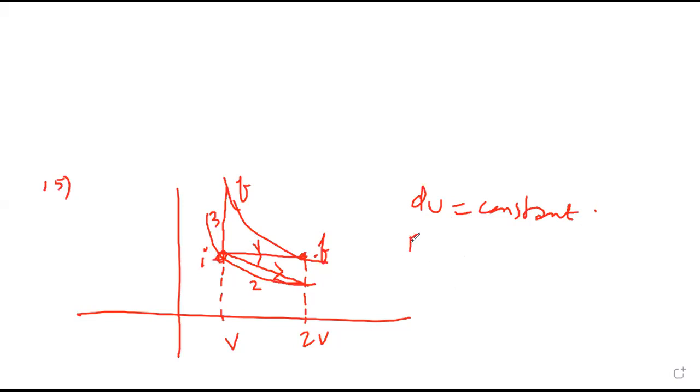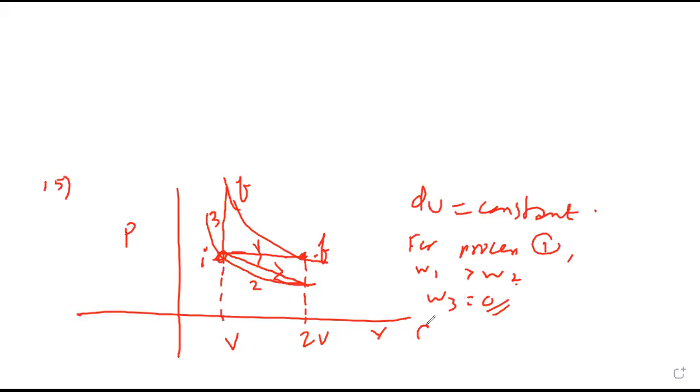Yes, sir. For process 1, work done W1 is greater than W2, and W3 is 0. I hope you followed this. For the first one, area under the graph will be more, right? Followed, sir.